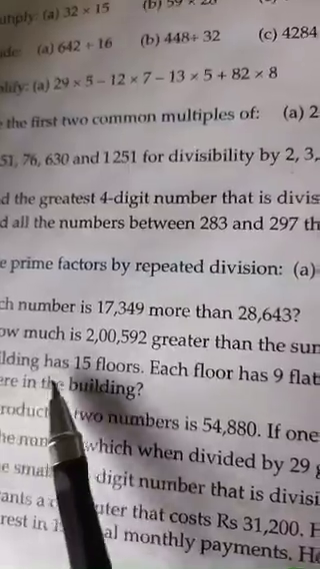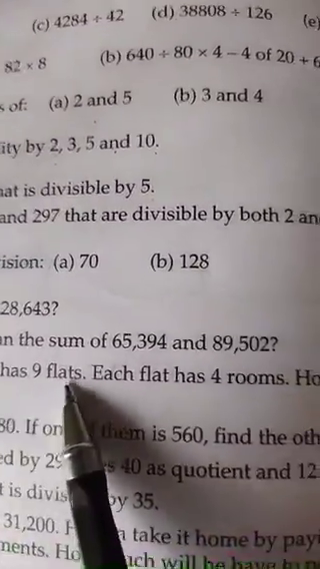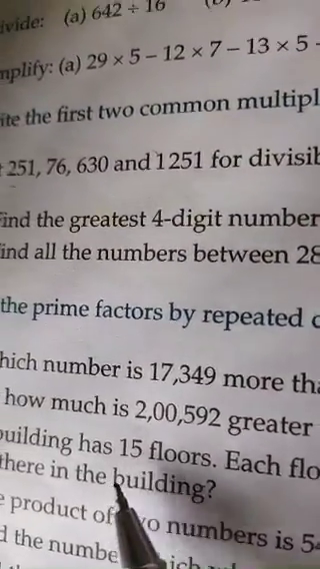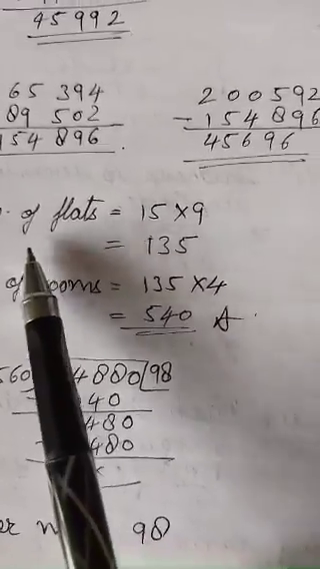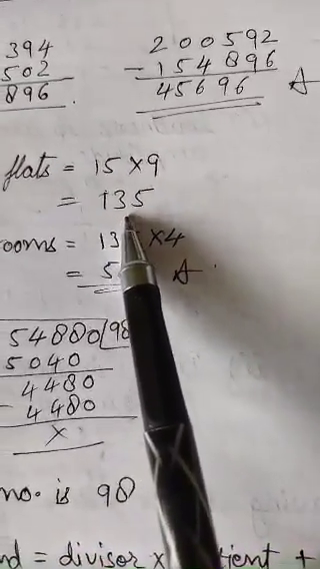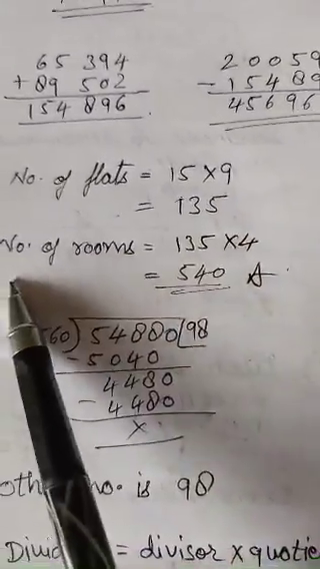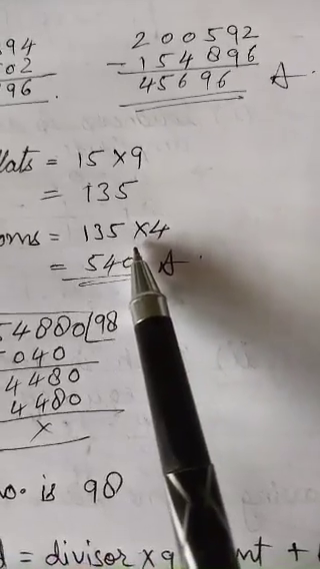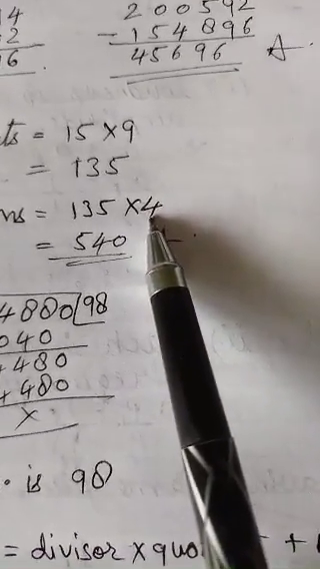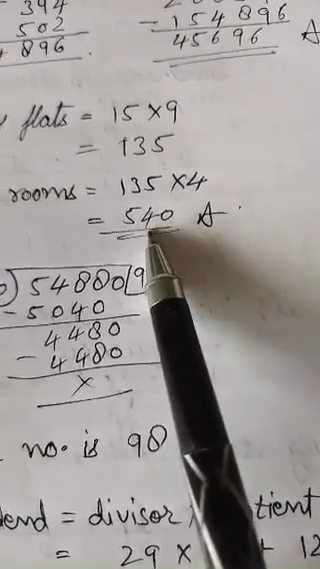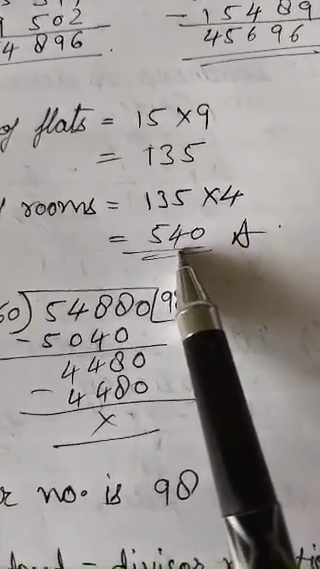Now see, a building has 15 floors, each floor has 9 flats, each flat has 4 rooms. So how many rooms are there in the building? In this, first we will calculate the number of flats. The number of flats will be 15 into 9, that is 135. Then the number of rooms will be the number of flats into 4 rooms per flat, so we will multiply it by 4. 135 into 4, we will get 540. So these are the number of rooms. This is your answer.